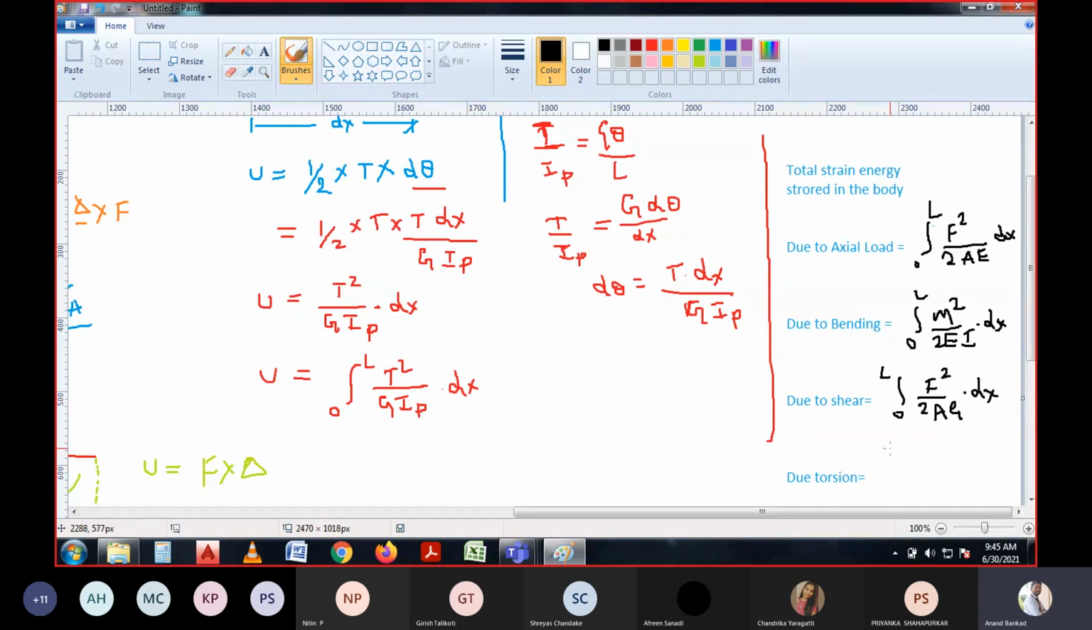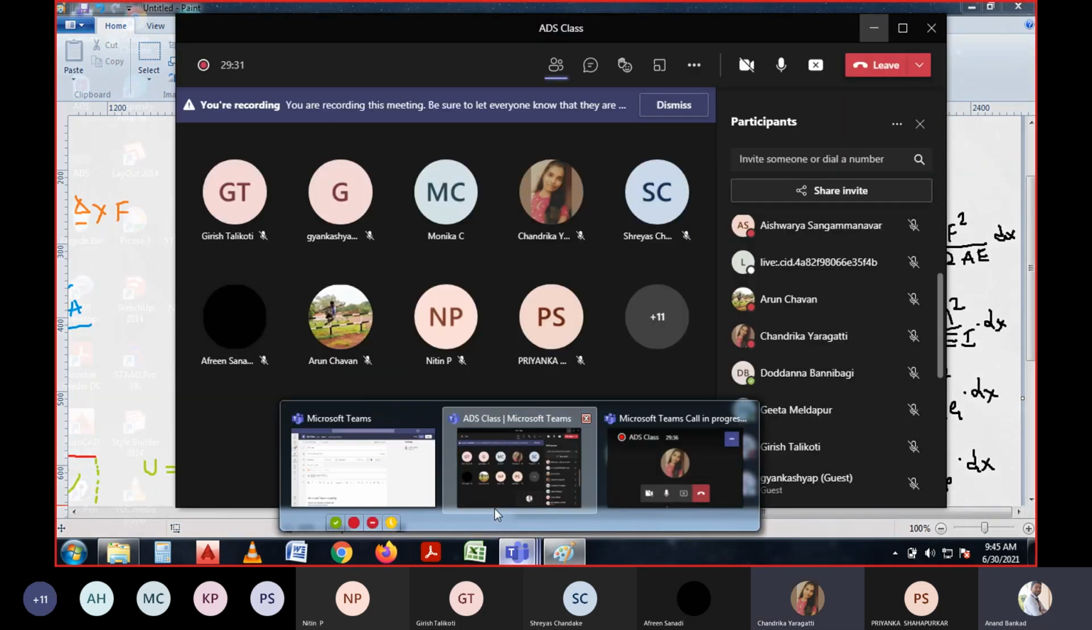So due to torsion, what we have derived, 0 to L, T square by G Ip, again with respect to dx. I hope all the four derivations you got clear. Is that clear to you, students? Yes, sir. Okay.